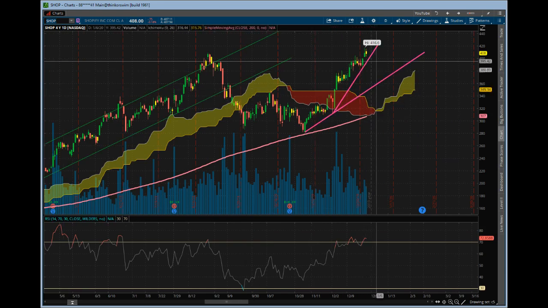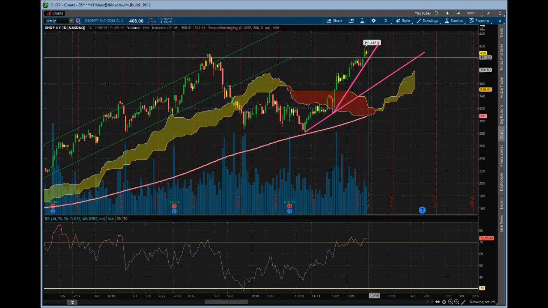Recent all-time highs, inside day too, and holding this upward trend. So we'll see if it continues to hold this trend, and then continue to work its way up. So it's been pretty bullish.